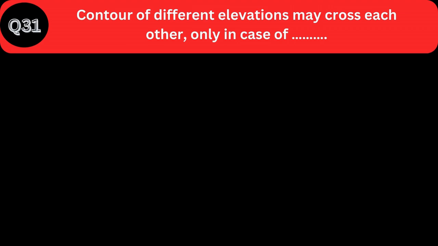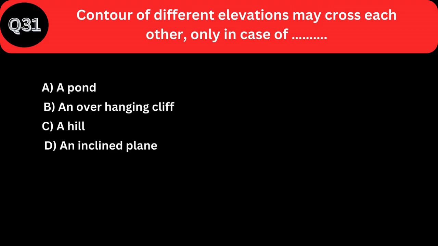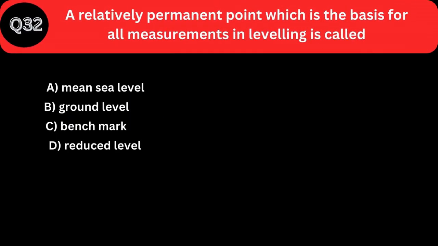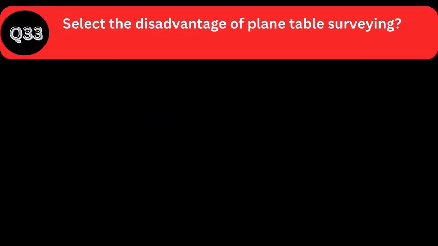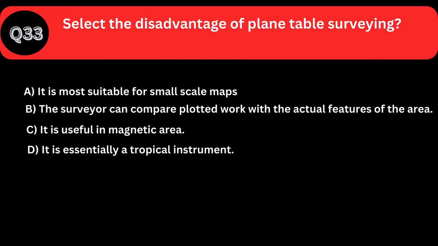Contours of different elevations may cross each other only in case of? Options A, a pond, B, an overhanging cliff, C, a hill, D, an inclined plane. Answer B, an overhanging cliff. A relatively permanent point which is the basis for all measurements in leveling is called? Options A, mean sea level, B, ground level, C, benchmark, D, reduced level. Answer C, benchmark.